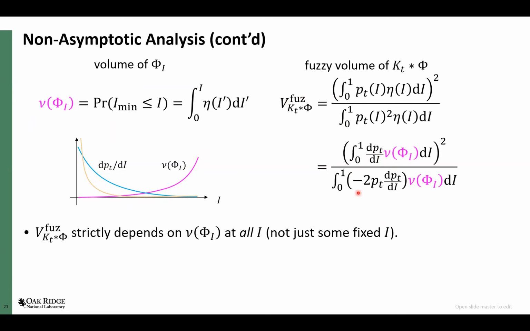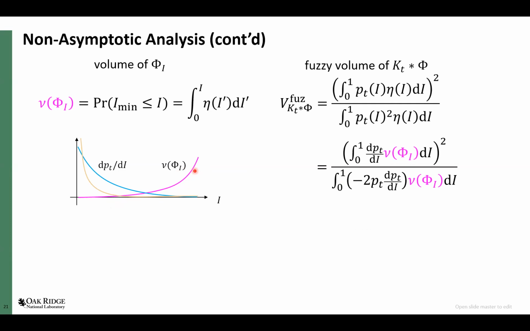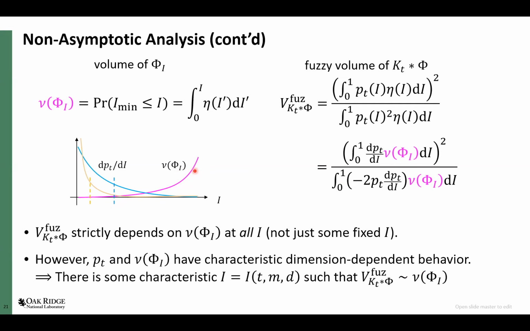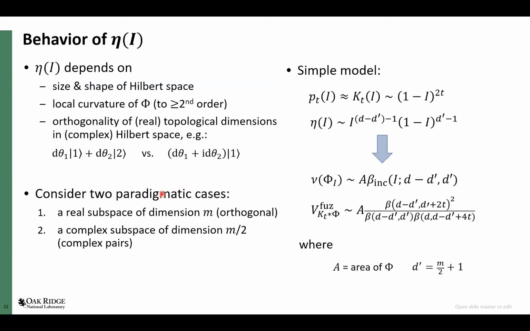But it turns out that all of these curves have very characteristic shapes depending on the dimensionality of the Hilbert space and the manifold. Because of that, to a good approximation, for a given value of t for our frame potential, we can find some characteristic infidelity such that this fuzzy volume is roughly the volume of states within that given distance from the set of states that we could realize. Okay, that was a lot of math.